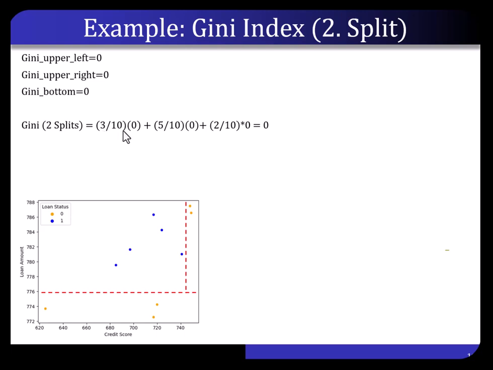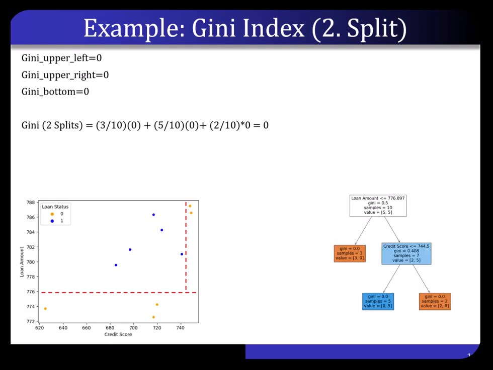The weight of the first rectangle times its Gini index, the weight of the second rectangle times its Gini index, and the weight of the third rectangle times its Gini index gives us 0. Therefore, the second split is also feasible. So the second split is better than the first split, and the first split is better than no split. So that's the idea of building a decision tree. I made my first split here, and I made my second split here. So that's basically the idea of decision trees and the Gini index.